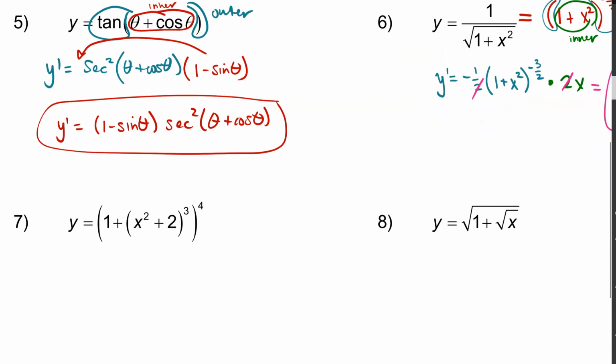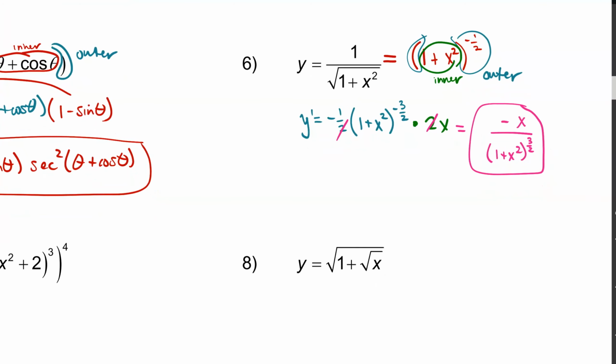I have a question. Why is the x on the top negative? Should it be positive? Negative right here. Oh, I didn't see that.